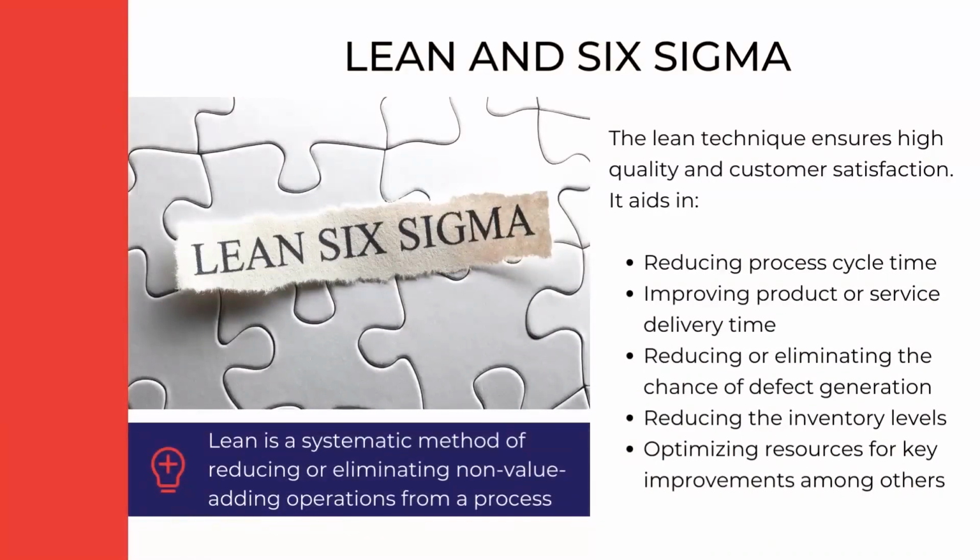First is Lean and Six Sigma. Lean is a systematic method of reducing or eliminating non-value-adding operations from a process. It stresses eliminating superfluous processes in a process and focusing on the only steps that offer value. Above all, the Lean technique ensures high quality and customer satisfaction. It aids in reducing process cycle time, improving product or service delivery time, reducing or eliminating the chance of defect generation, reducing the inventory levels, optimizing resources for key improvements, among others. It's a never-ending approach to waste elimination that promotes a never-ending cycle of progress.